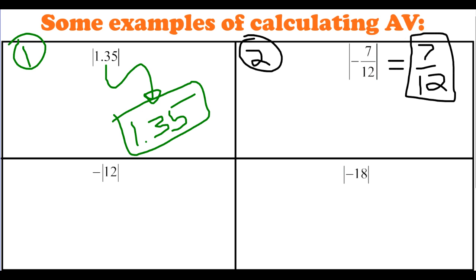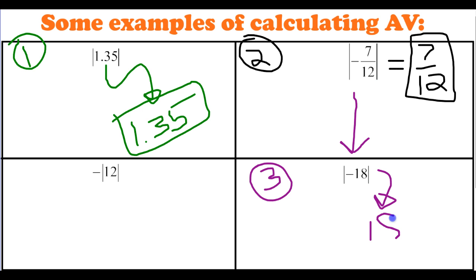We're going to go down now, and not down to the left, but just down for number 3. It's the same kind of idea. Negative 18 is the same distance as 18 away from 0 on a number line. So the absolute value of negative 18 is just 18.